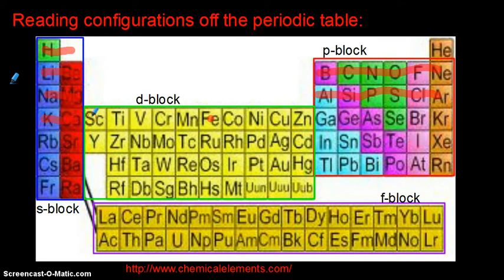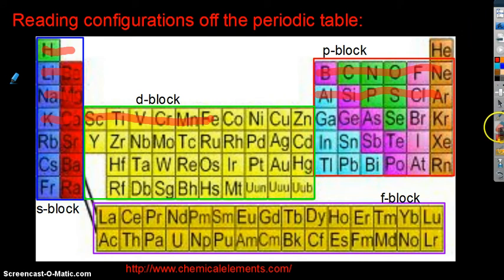4s2. And now the confusing part comes: you'd want to say that since this is the fourth row of the periodic table that these would be the 4Ds, but they're actually the 3Ds. So 3d1, 2, 3, 4, 5, 6. So iron is 3d6.